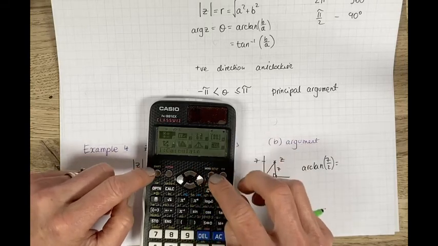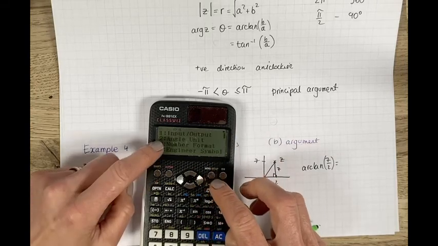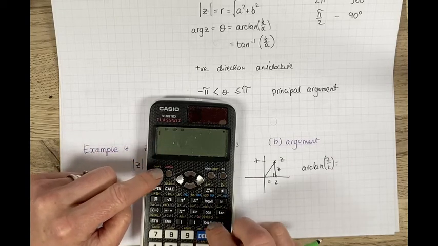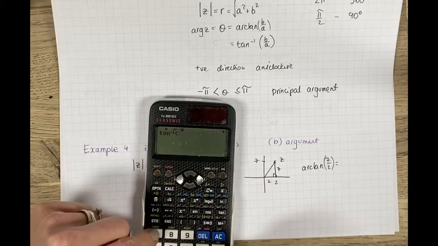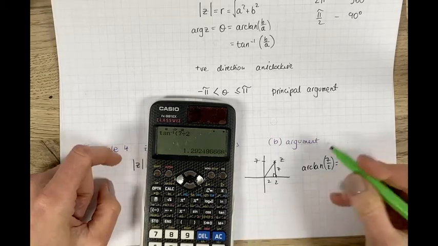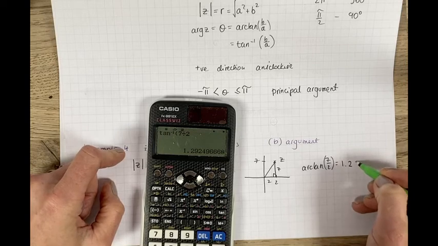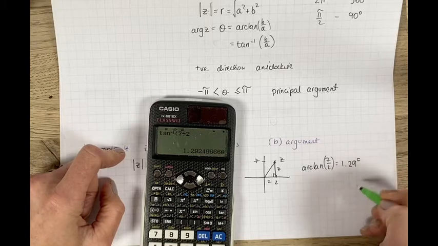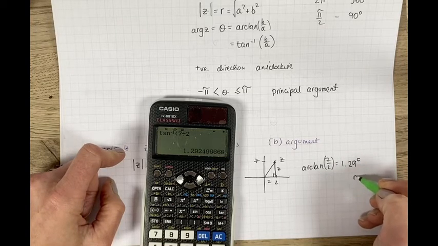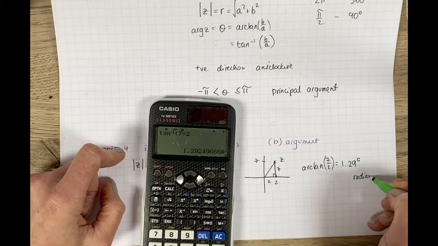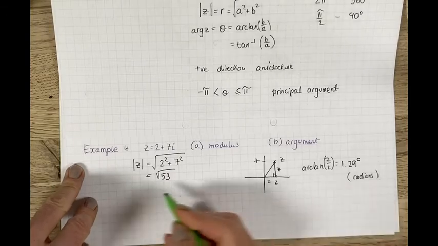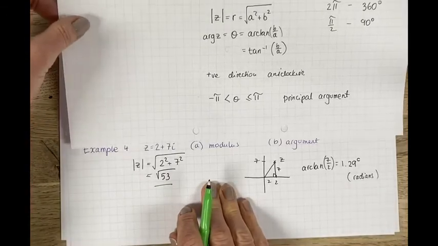Make sure you are in radians, which is angle unit number 2 on the calculator. You want to be in radians. We'll go shift tan inverse of 7/2. That's 1.29 to 2 decimal places, and you put a radian symbol or write down radians. Okay, so you've got our answer here. Let's go on to example 5.